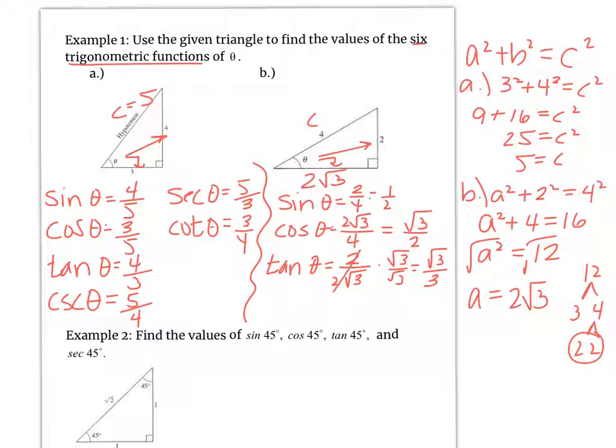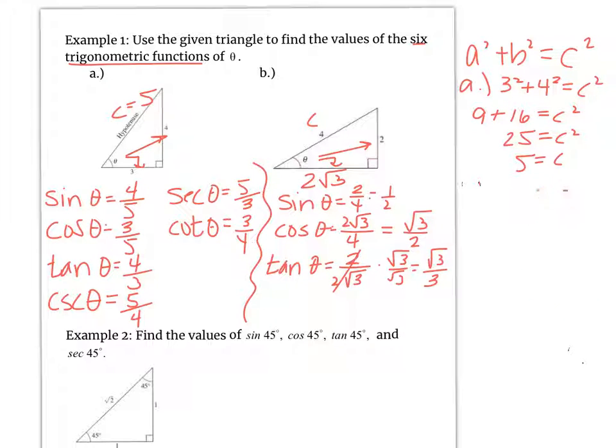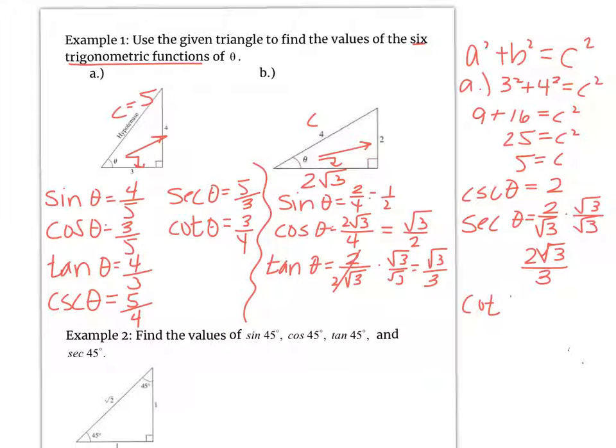Now for our other 3, we're going to use the reciprocals of what we've calculated already. So cosecant should be 2 over 1, which is just 2. Secant is 2 over the square root of 3. We need to rationalize that, so we get 2 square root of 3 over 3. And cotangent is going to be the square root of 3 over 2. Okay?